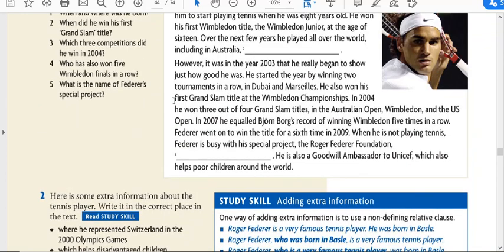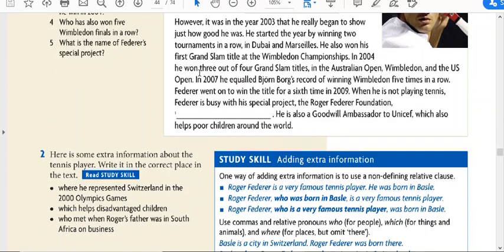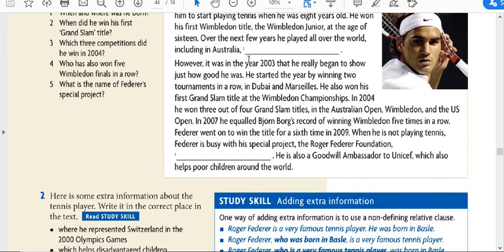So for example, if we take this sentence, he won, he talks about Roger Federer, his first Wimbledon title, the Wimbledon Junior, at the age of 16. Over the next few years, he played all over the world, including Australia. So you need to find out the proper relative clause and then put it inside this blank.